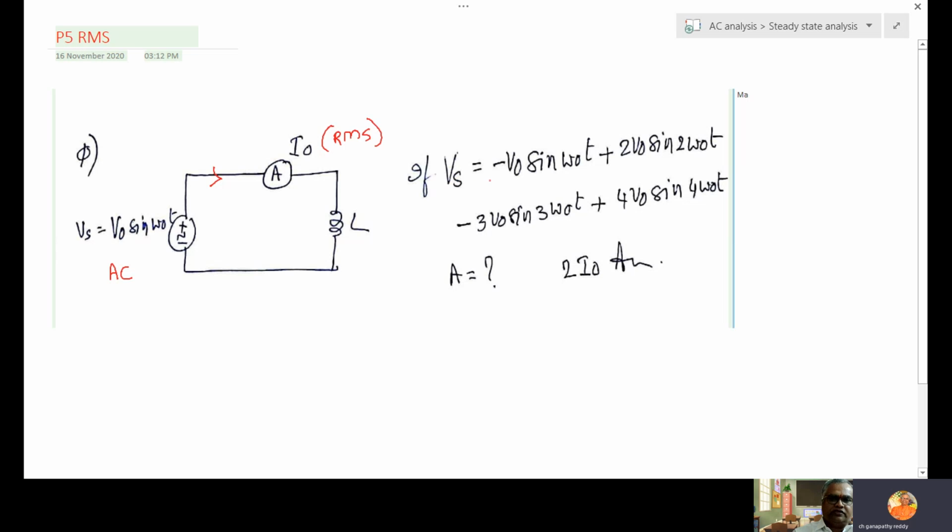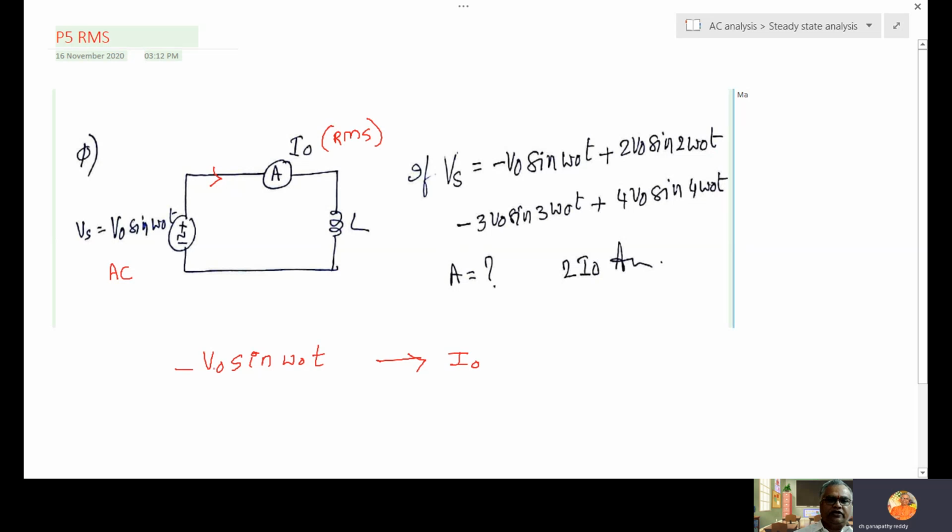Now in place of Vs, if V naught sin omega naught t plus 2 V naught sin 2 omega naught t minus 3 V naught sin 3 omega naught t and so on is applied, what is the ammeter reading? That is the question. You can make so many mistakes. One student solves it like this. If the input is V naught sin omega naught t, what is the RMS? RMS is I naught.